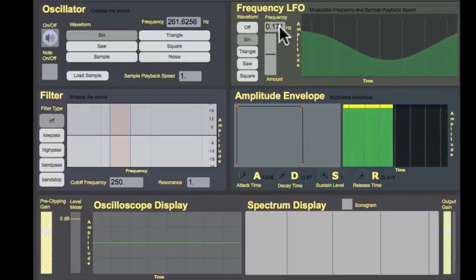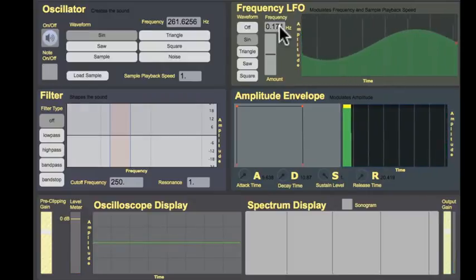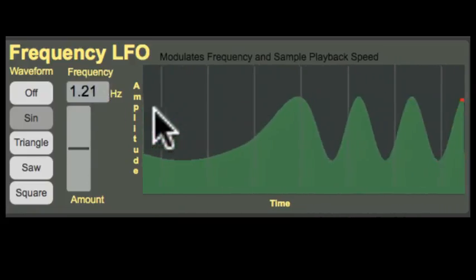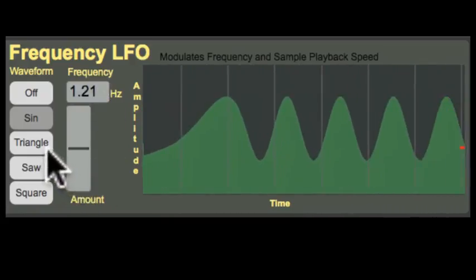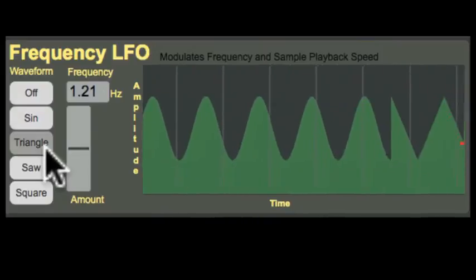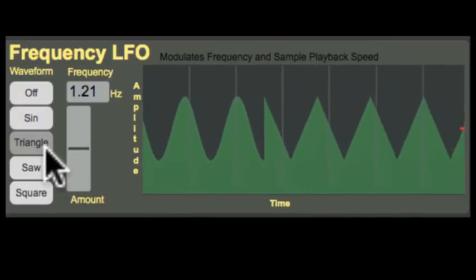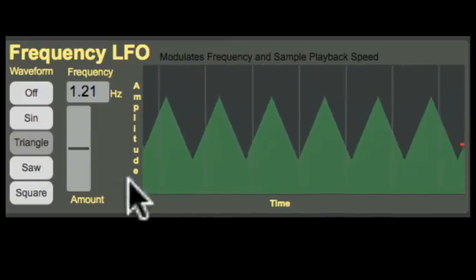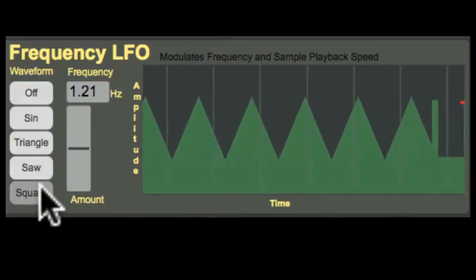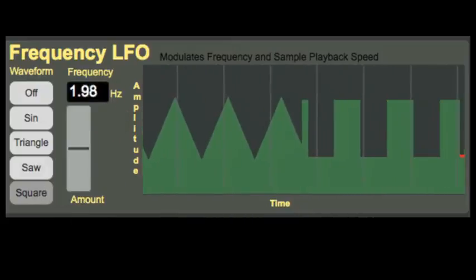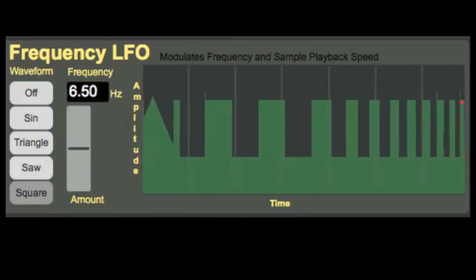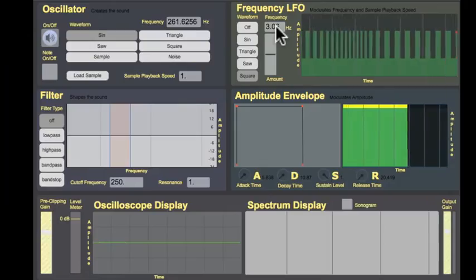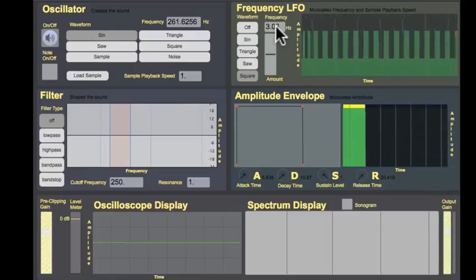Now, like typical oscillators, we have a variety of wave shapes that we can use. So I am using a sine wave, but I can switch to triangle to get a more linear back and forth. And if I wanted to get something that was like a trill, I could use square wave and speed that up. And we get trill-like sounds. So we see that an LFO is not directly heard.